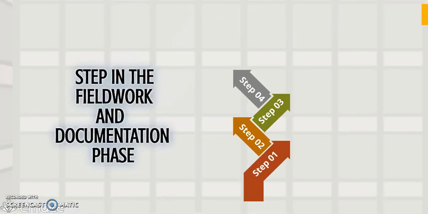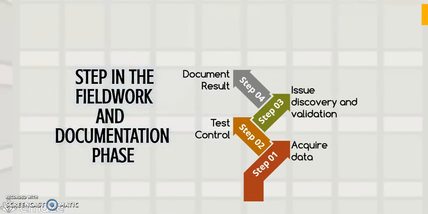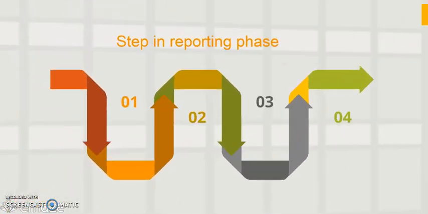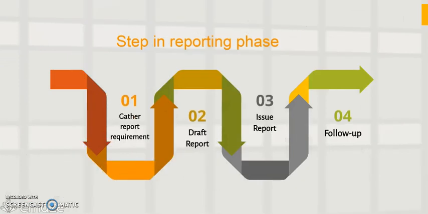Okay, next, we move to the steps in the fieldwork and documentation phase. This phase starts with step one, which is to acquire data, then test controls. After that, issue discovery and validation, and the last step in the documentation phase is to document results. Next, the steps in the reporting phase: the first step is to gather the report requirements, and then draft the report, issue the report, and follow up on the report.